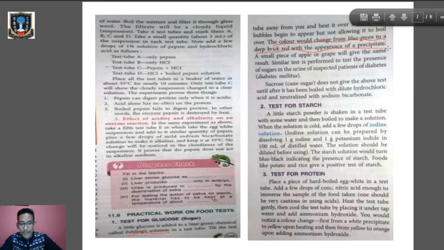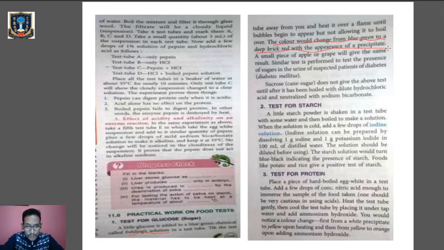So what we are doing is putting a little glucose in a blue-green chemical called Fehling solution in a test tube. We are tilting the test tube and heating it, but we are not allowing it to overboil. When we are heating it over a flame, we will observe a change in color. The blue-green color will change into a deep brick red color with the appearance of precipitate.